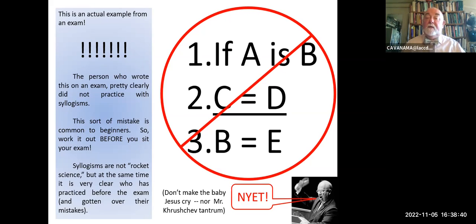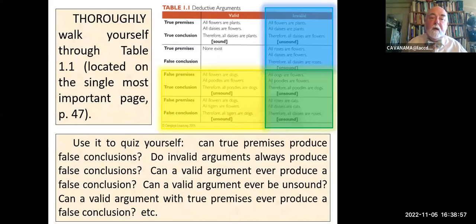And this is likely the kind of thing you're going to show up with. So don't make the baby Jesus cry. Don't make Mr. Khrushchev reach for his shoe and pound it. Do your work, get prepped, work through these syllogisms, and you'll be fine. Thoroughly walk yourself through table 1.1. Remember, I said that's the single most important page of this entire bloody book.